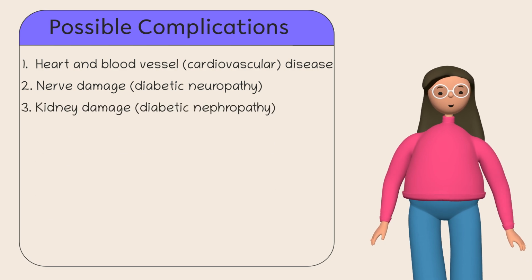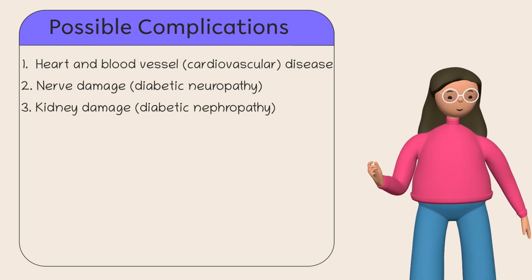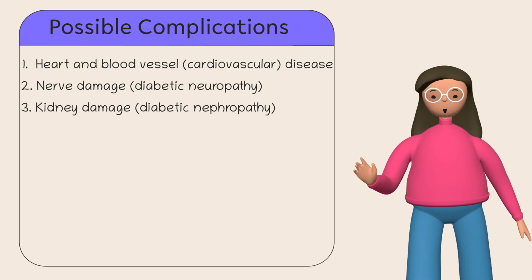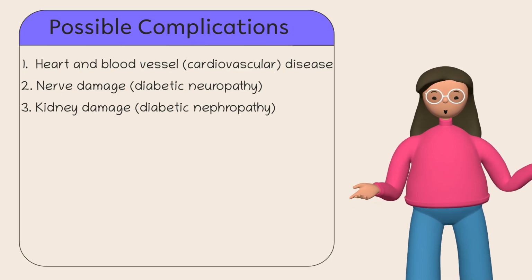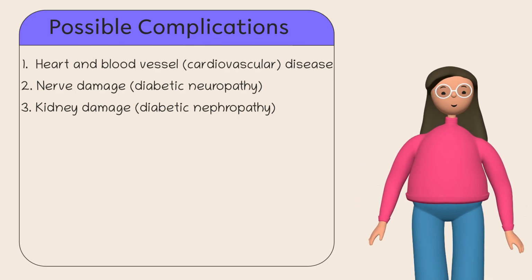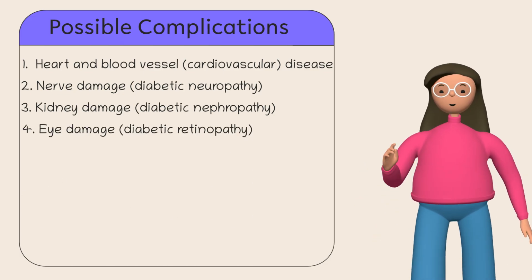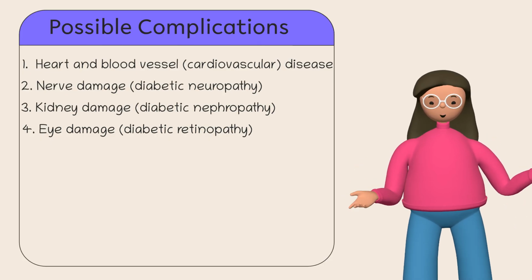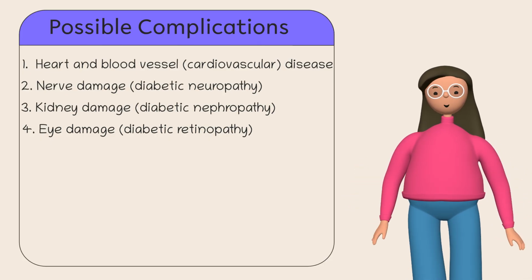Kidney damage from diabetes, or diabetic nephropathy. The kidneys hold millions of tiny blood vessel clusters called glomeruli that filter waste from the blood. Diabetes can damage this delicate filtering system. Eye damage from diabetes, or diabetic retinopathy. Diabetes can damage the blood vessels of the eye. This could lead to blindness.